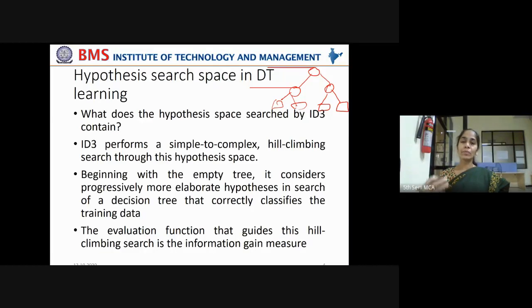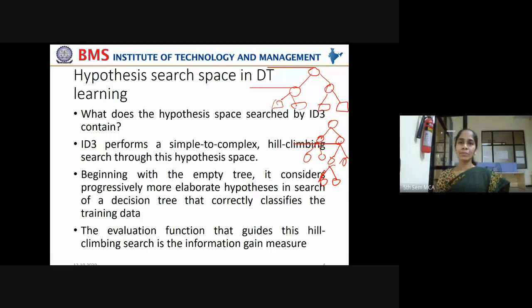And it proceeds from simple to complex. Say your decision tree is only this much, it is a simple decision tree, but if it goes on to various levels, then it starts becoming complex, right? So ID3 performs a simple to complex hill climbing search through this hypothesis space.